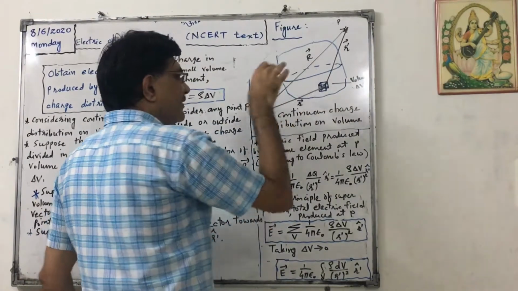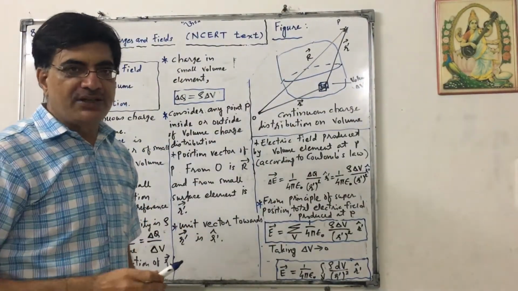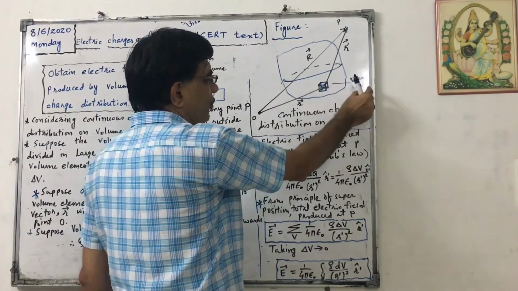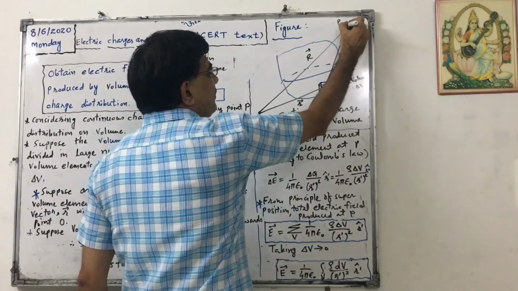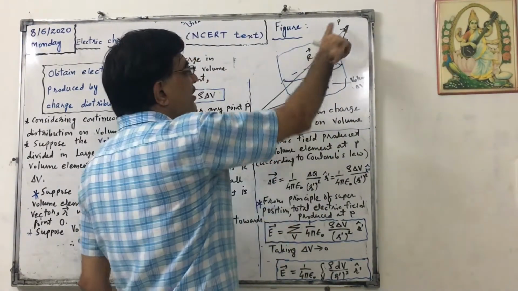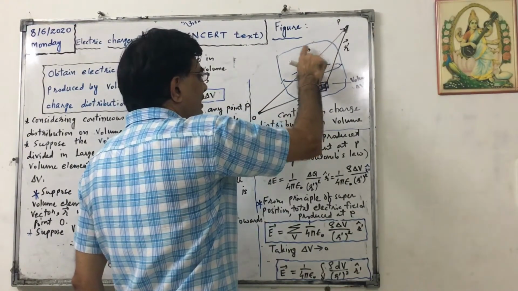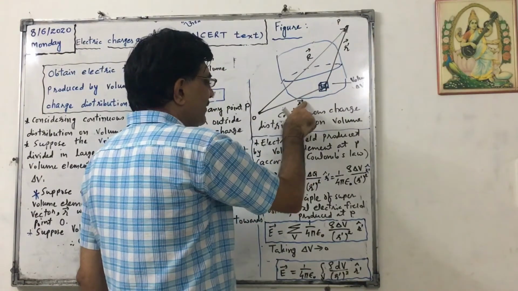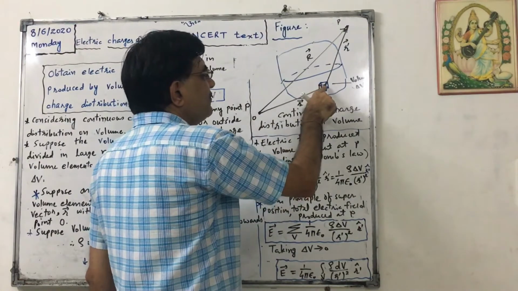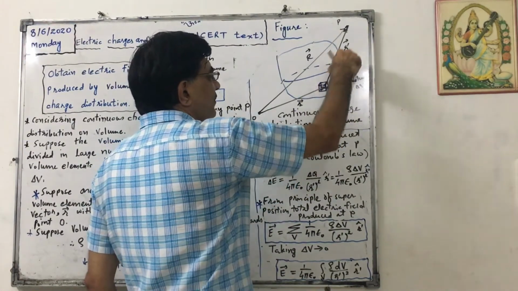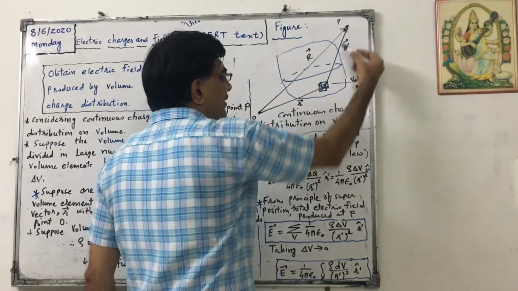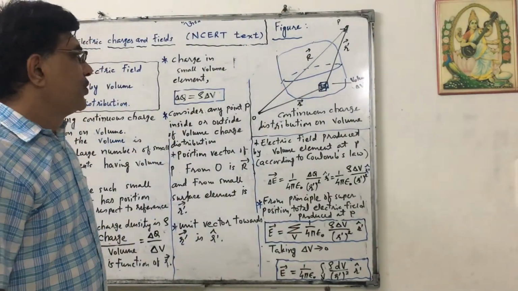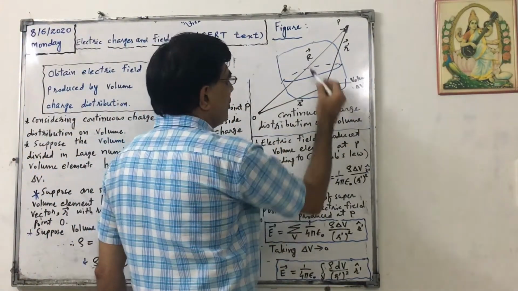This is the volume inside which there is a continuous distribution of electric charge. Now we have to consider small volume elements having volume delta V, and we have to find the electric field at a point P. The point P has position vector capital R with respect to reference point O, and this small volume element has position vector small r with respect to O. The distance from this volume element to P is R dash. In other words, this vector is vector R dash, and the unit vector in this direction will be R dash cap. So this is the figure, continuous charge distribution on volume.